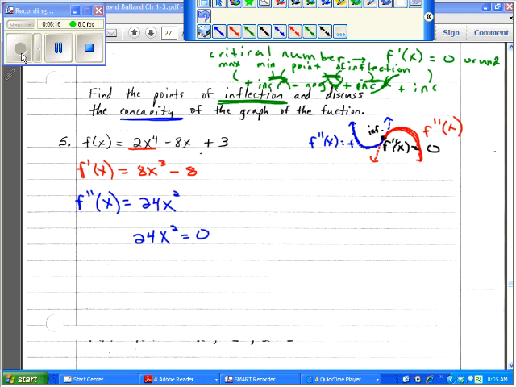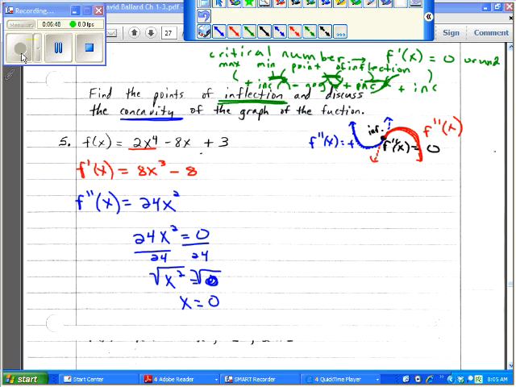So we can create test intervals for concavity by finding what we call test points in the second derivative. In the first derivative, we would have called it a critical number, so we need to call it something else. We're going to call it a test point. So we're going to divide by 24, and then we would have x squared is equal to 0. Then we take the square root, and we get x equals 0. So at x equals 0, there's a test point.